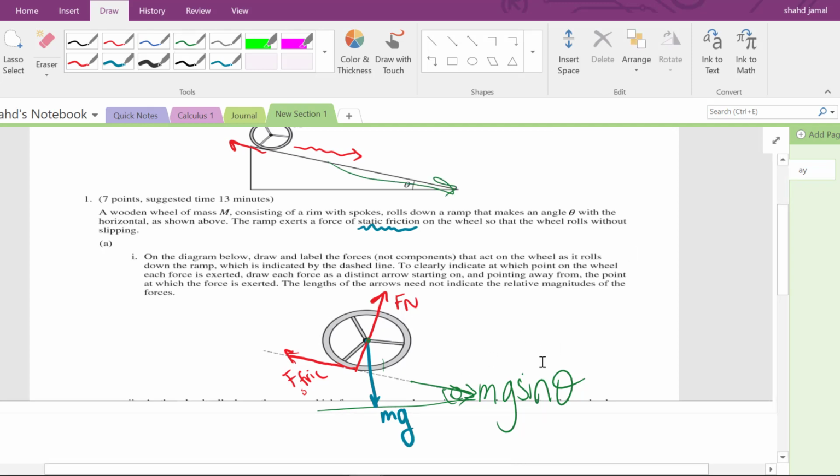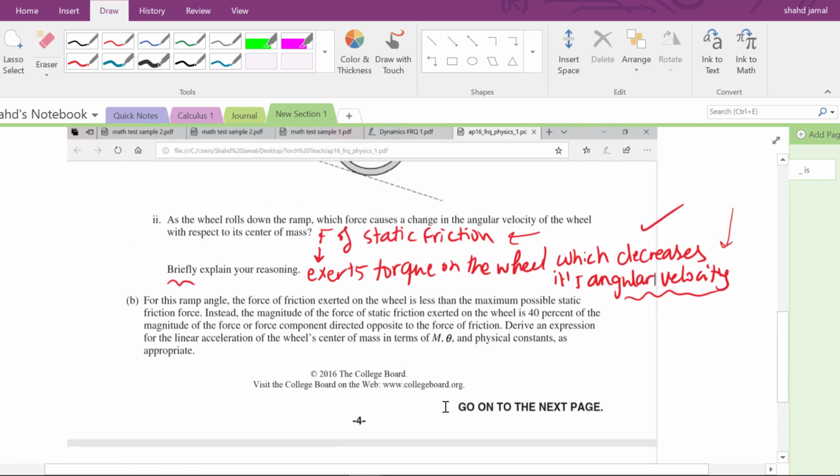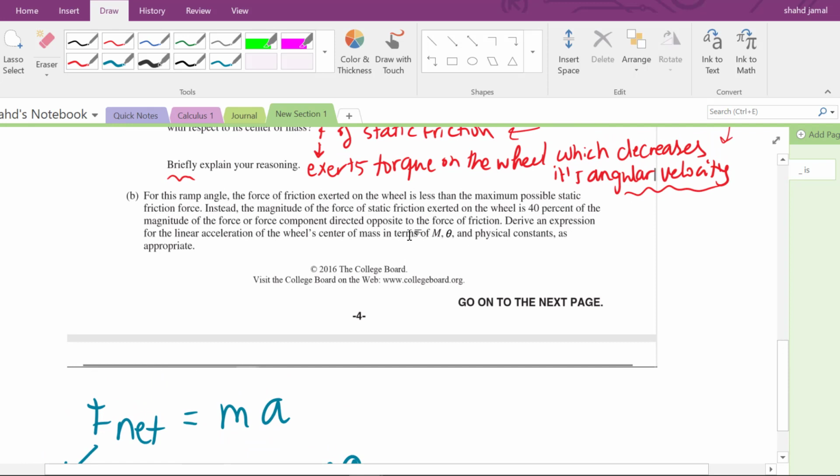So with this new piece of information, we're going to go back, and obviously, the force that's opposing this direction is the static frictional force. So when we go down and read this phrase again, it said that the static friction exerted on the wheel is 40% of the magnitude of the force or force component directed opposite to the force of friction. So we just figured out that the force component directed opposite to the force of friction is mg sine theta. And in mathematical vocab, of means times and 40% is basically 0.4.